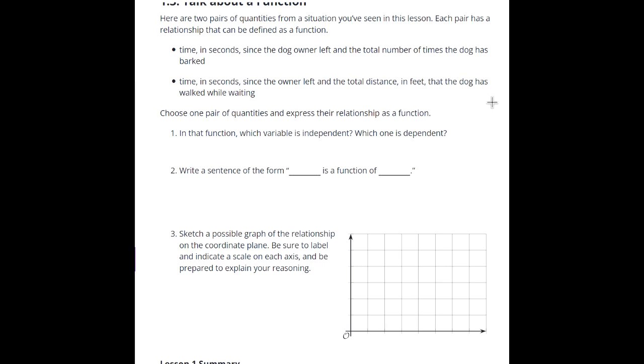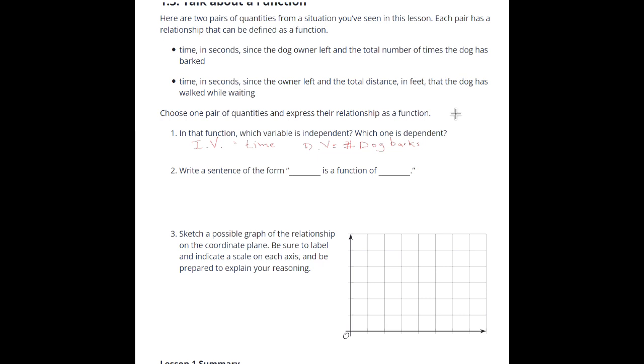So in this function, which is independent? What we usually do is write IV, and that's going to be time. And so the dependent variable, or DV, is going to be dog barks, or what would be better is number of dog barks. So then we have: write a sentence of the form blank is a function of blank.